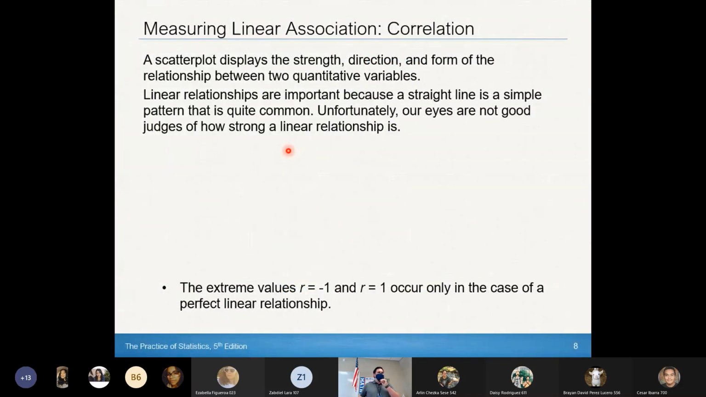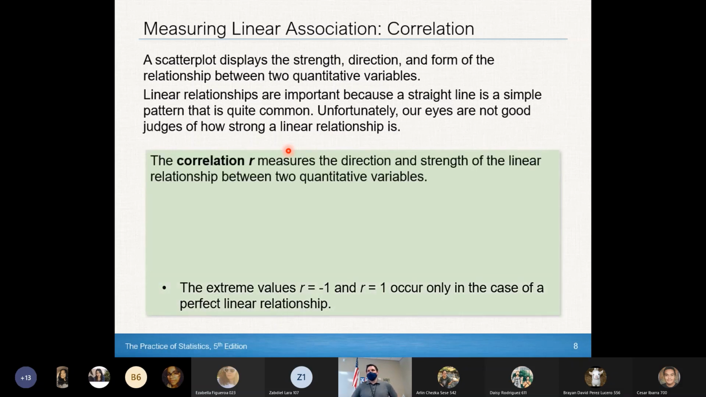All right, so we can measure our linear association using what's called correlation. A scatterplot displays the strength, direction, and form of the relationship between two quantitative variables. That's what we previously saw. Linear relationships are important because a straight line is a simple pattern that is quite common. Unfortunately, our eyes are not good judges of how strong a linear relationship is.